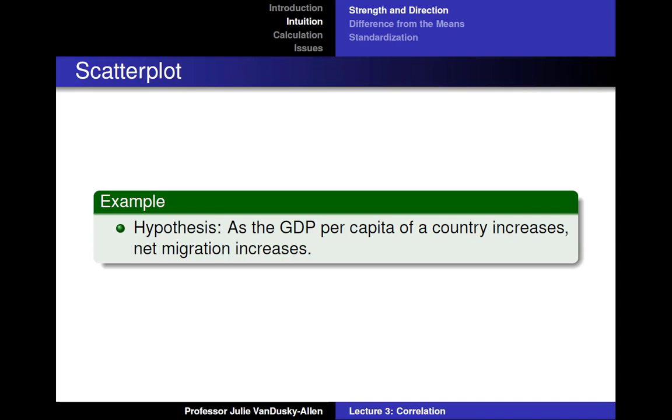Consider the following hypothesis. As the GDP per capita of a country increases, net migration increases. In order to see if GDP per capita has a positive impact on net migration in the real world, I gathered data on GDP per capita and net migration in countries throughout the world. Net migration is simply the total number of people entering a country minus the total number of people leaving in a given year.